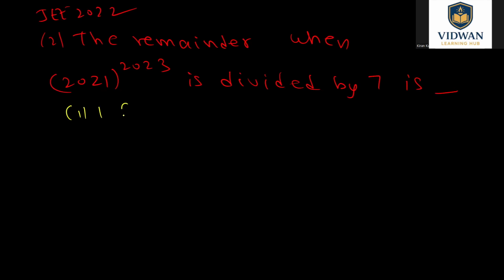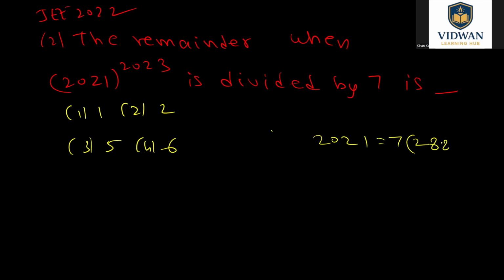Options are 1, 2, 5 and 6. Actually, because divisibility is with 7 and they give a big number, you divide 2021 by 7 and see. So it is 7 into how much? 7 2s are 14, then you will get 6 here, 62. 7 8s are 56, 61 you will get. 7 8s are 56 and you will get remainder as 5. So it is in this format.